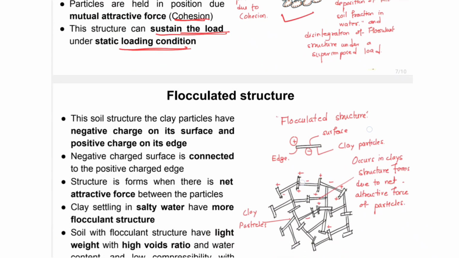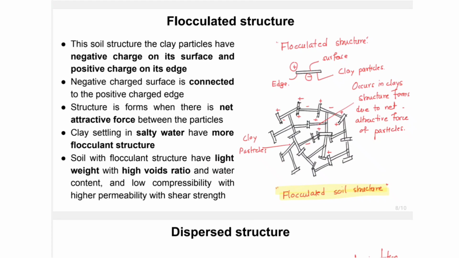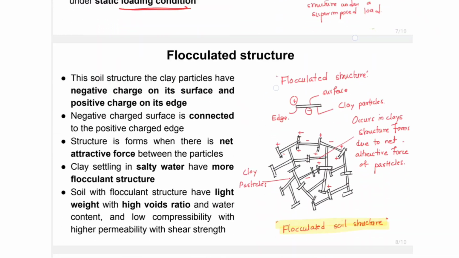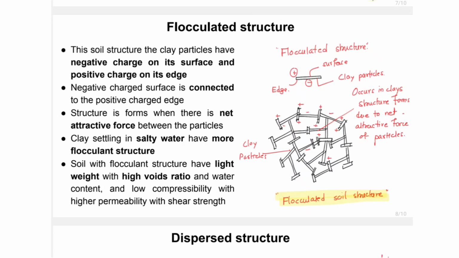Then next is flocculated structure. So this flocculated structure is in clay soil. The clay soil contains plate-like particles. These particles have negative charge on their surface and positive charge on their edges. So in this flocculated structure, the negatively charged surface of the plates is connected to the positively charged edge of the clay soil particles. This connection forms what is called a flocculated structure.